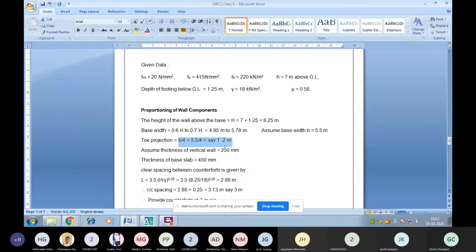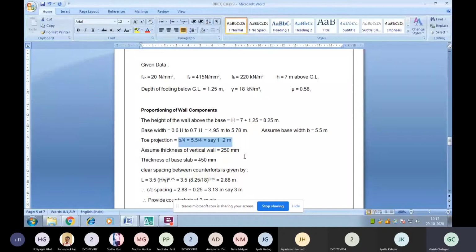Since we are assuming the thickness of the vertical wall, that is the stem, as I told, it is designed as a slab here. So the thickness of the slab remains the same from top to bottom, but it will be checked for the maximum pressure at the bottom. So assuming the thickness of the vertical wall, that is the stem itself, as 250 mm. Next, we assume the thickness of the base slab as 450. We are assuming, not fixing. Once we assume, when we design, if we find it safe, right, otherwise we need to redesign it.